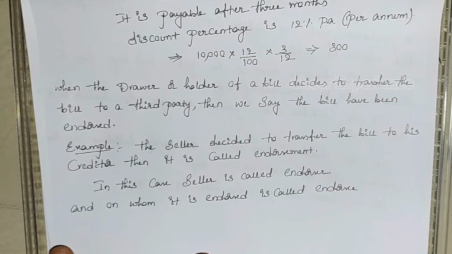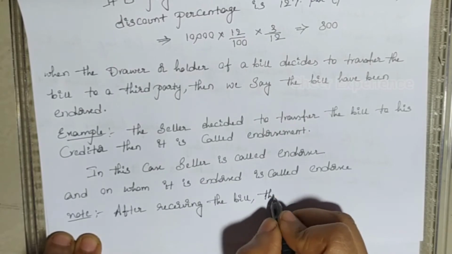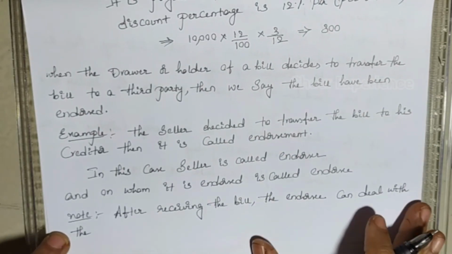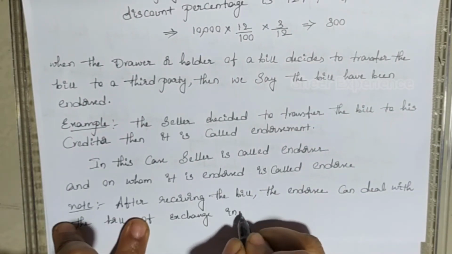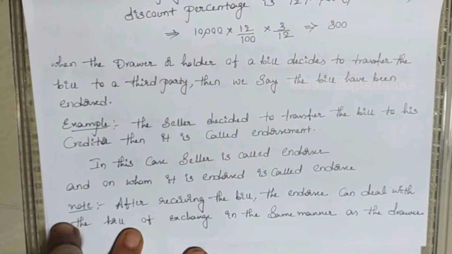In this case, seller is called endorser, and to whomsoever it is endorsed, that person is called endorsee. In this case, creditor is the endorsee. One point we should note here, that is, once the endorsee receives the bill from drawer, he can deal with the bill of exchange in the same manner as the drawer. That means he can also transfer the bill to the third party.